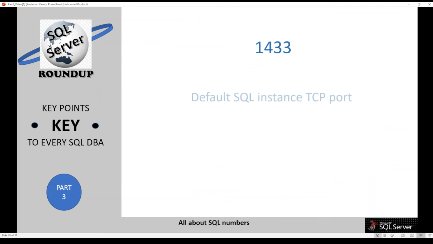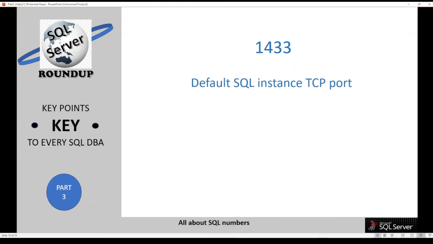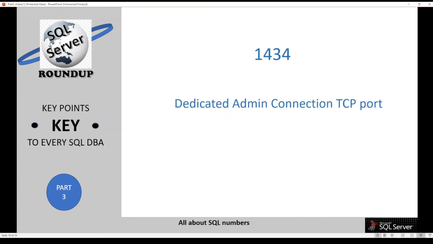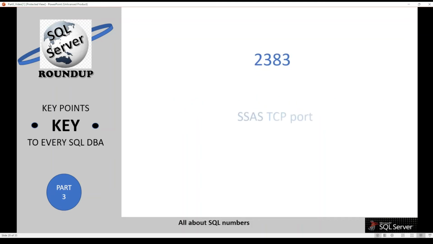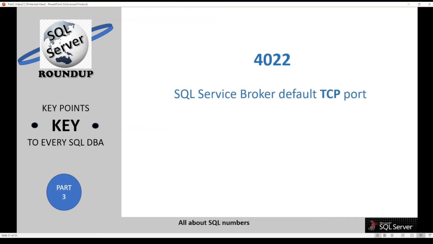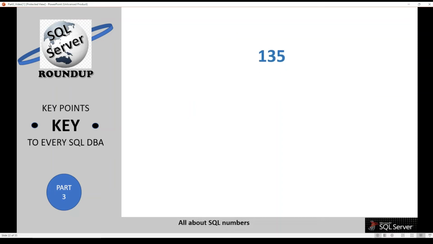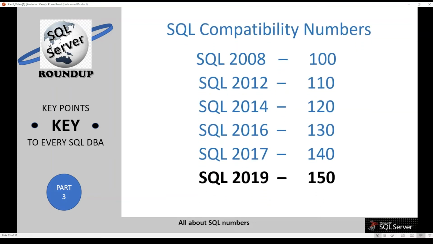1433. Default SQL Instance TCP port. 1434. Dedicated Admin Connection TCP port. 2383. SSAS TCP port. 4022. SQL Service Broker default TCP port. 135. Integration Services TCP port. These are the SQL compatibility numbers, and SQL 2019 has 150.